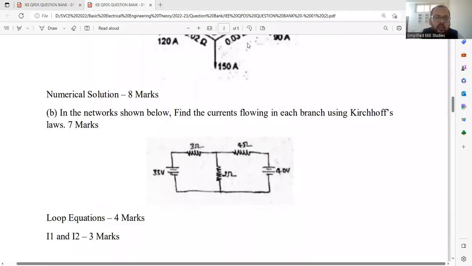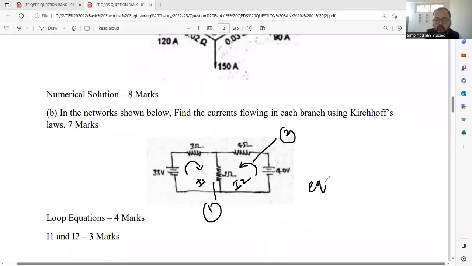So another important problem related to KCL and KVL. Here, what you can do is there is a loop. We can see the loop. How many loops are there? There are two loops. I1 and this is I2, right? So let us call this loop number 1 and this is loop number 2. So solve loop number 1.